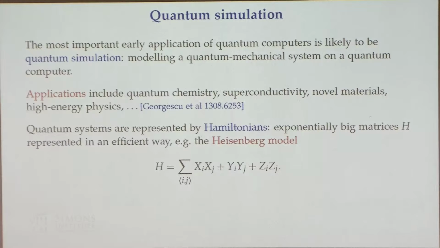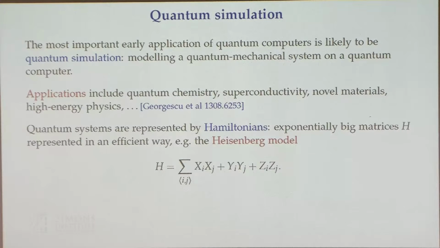So, for example, we might have something like the Heisenberg model, where we have a Hamiltonian H that's represented by a sum over pairs of sites in perhaps a 1D line or a 2D square lattice, where for each pair of connected sites in the lattice, we've got a term that looks like the tensor product of Pauli X on site I, Pauli X on site J, and identity matrix everywhere else, summed with something similar for Pauli Y and Pauli Z.